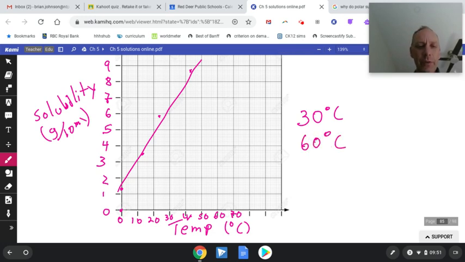So if this was correct, my graph, I would look at 30 degrees Celsius and I would read straight up from 30 degrees Celsius till I hit the line. Oh, it did not draw that in for me. Okay. And then where I hit the line, I would read across, and it looks like it's about 6.5 grams per 10 mil. So that would be the predicted solubility at 30 degrees Celsius.